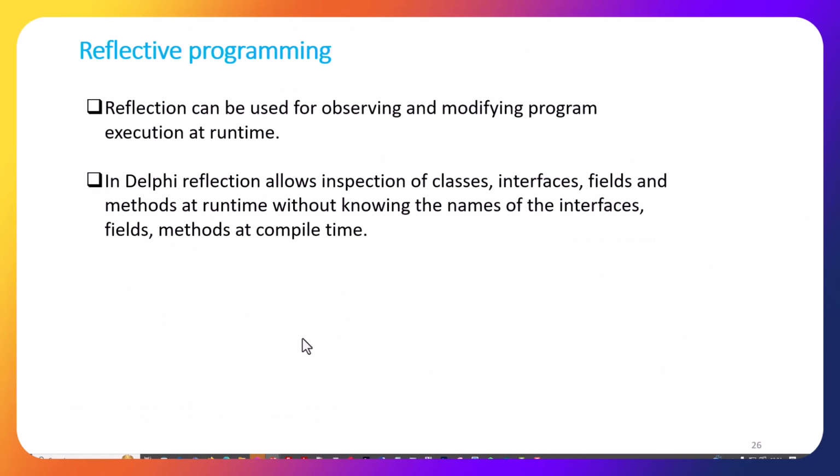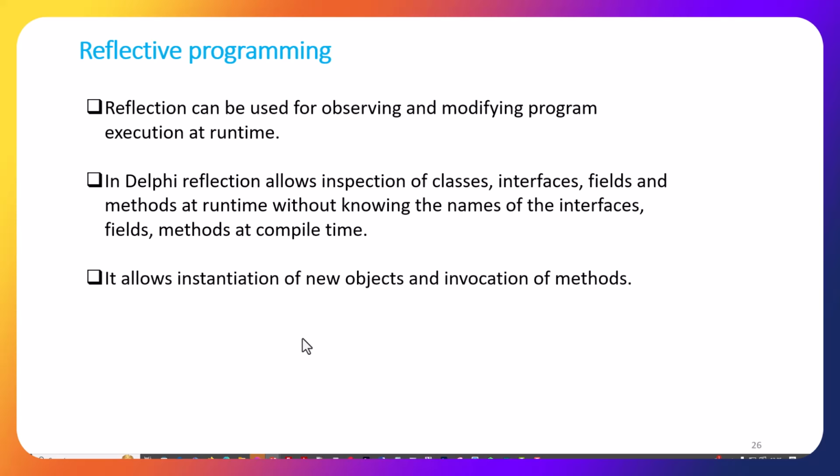So we've just done that. Okay, reflective programming. Reflection can be used for observing and modifying program execution at runtime. In Delphi, reflection allows inspection of classes, interfaces, fields, and methods at runtime without knowing their names at compile time. So you would do something like get methods, get fields, get interfaces. But if you do know the interfaces, you can use get method, get interface, etc. It allows instantiation of new objects and invocation of methods, because you're grabbing what's there under the hood in the runtime system and saying, make me one of these or make me two of those.